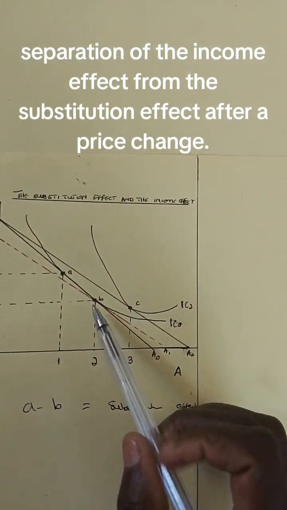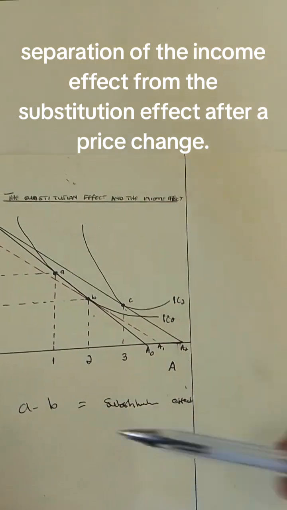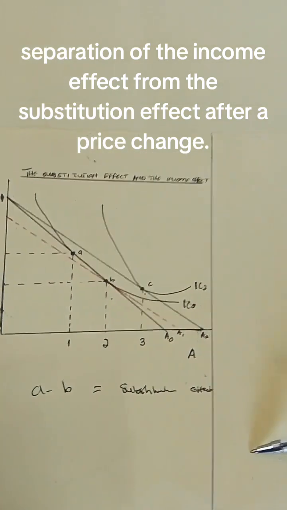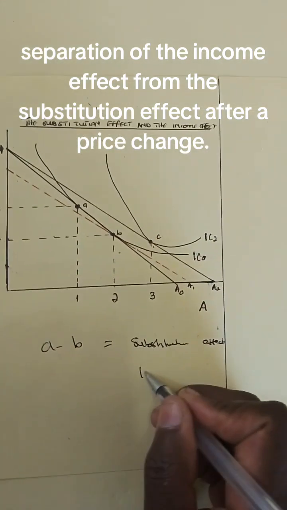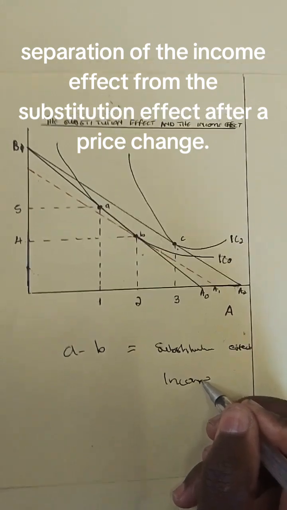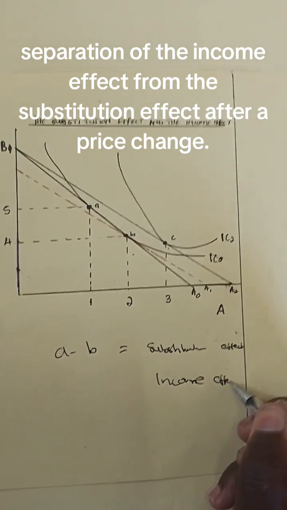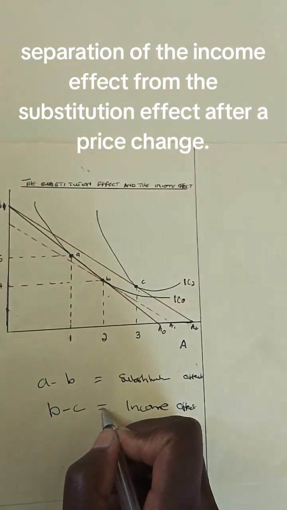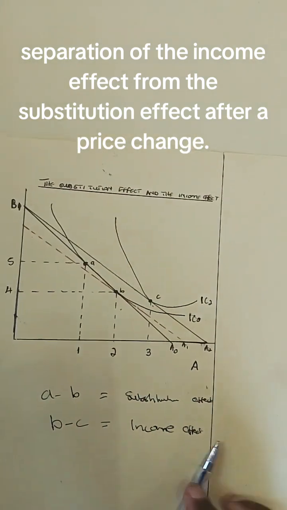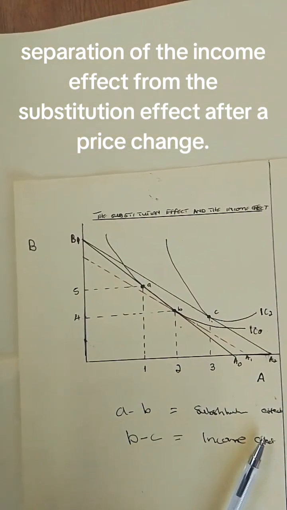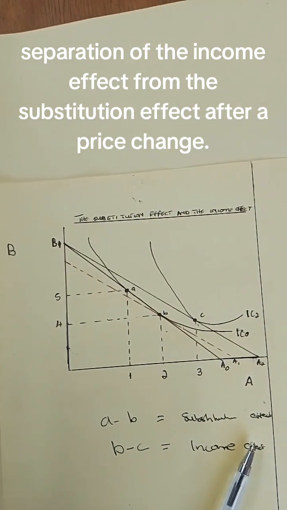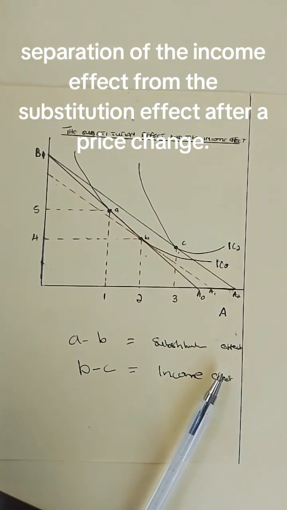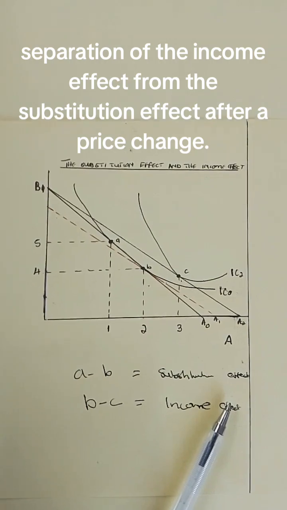Then if you move from B to C, now we are shifting to a higher indifference curve IC2. We call it the income effect. What is happening is we are not actually moving, but shifting from B to C. Just because the prices of apples have fallen, your income now has more real value. It has now more purchasing power.